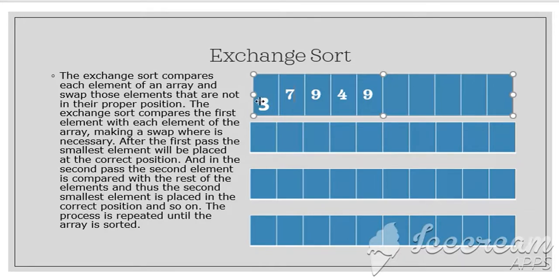Okay, so here now the first element is 3. 3 is compared with 9, whether 3 is greater than 9. No. So as 3 is not greater than 9, no swapping occurs.